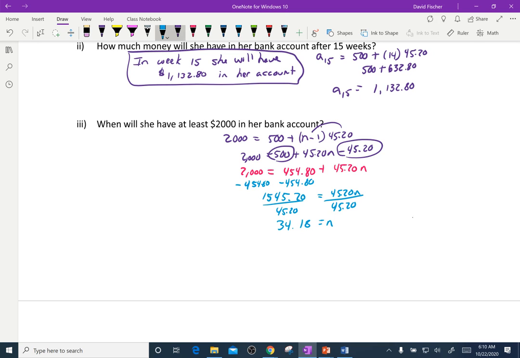Now we have to use common sense. It's over 34, so in 34, no, is that right? Yeah, I think so. So in 34 weeks, she won't have enough. We have to go over. So in 35 weeks, she'll have $2,000.